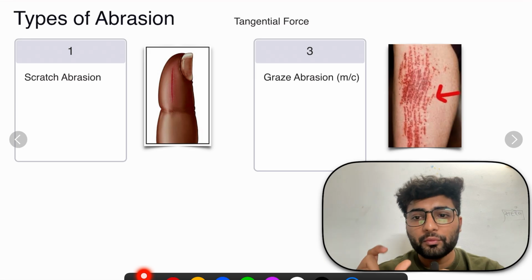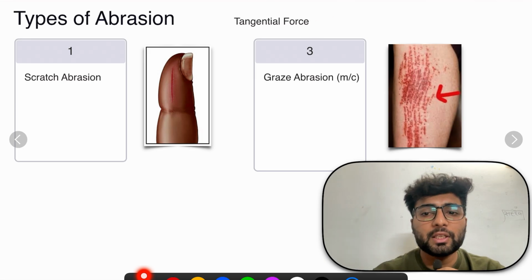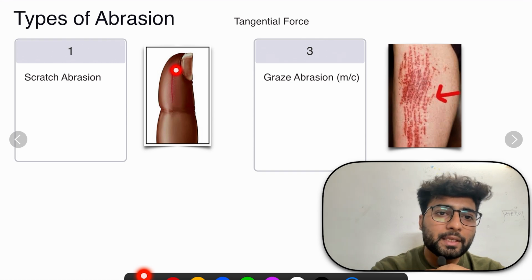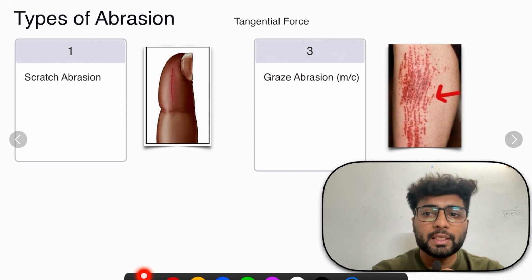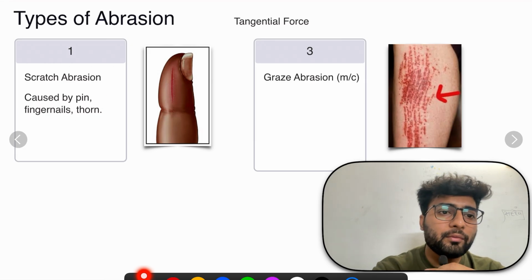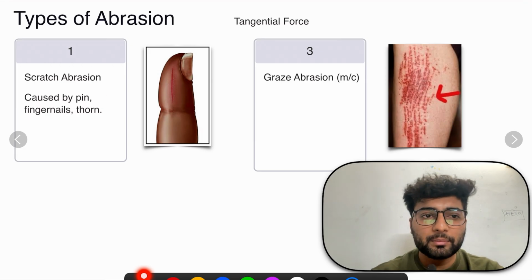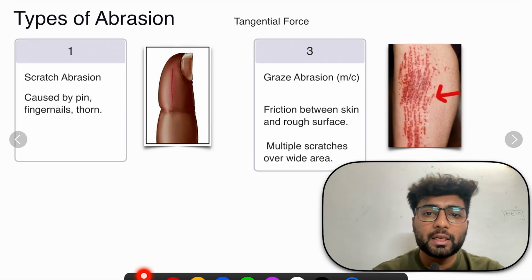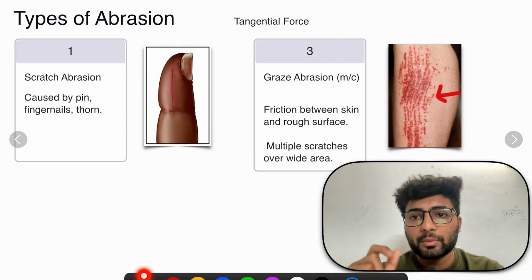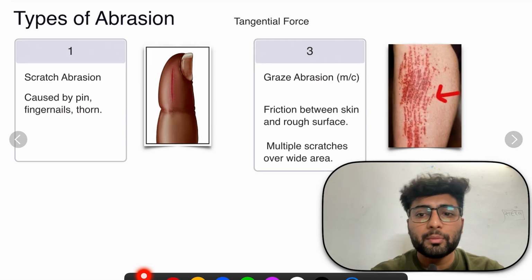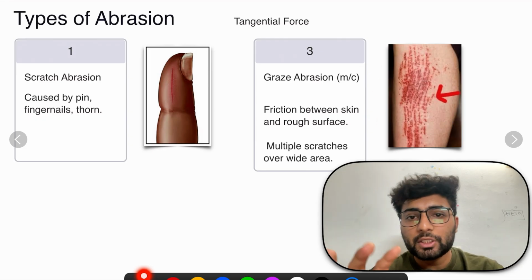Now first, types of abrasion based on tangential force. First one is scratch abrasion, where here you can see that the fingernail is scratched. It can be caused due to a simple pin, fingernails or thorn. It is simply a scratch abrasion. Second is more important, which is graze abrasion. Here you can see that there is no one mark, right? There are a lot of marks over this area. This usually happens in road traffic accidents, etc.